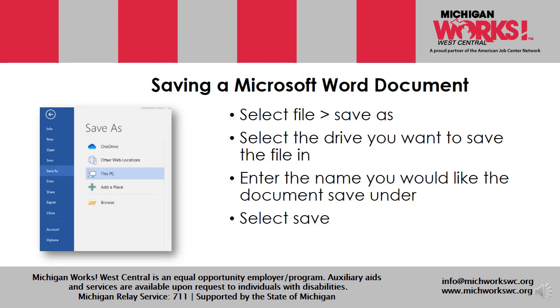Once you're done typing on a Microsoft Word document, let's go ahead and start talking about saving it. You're going to select File, Save As. You will then select the drive you want to save the file in and enter the name you would like the document to be saved under. You will then select Save.